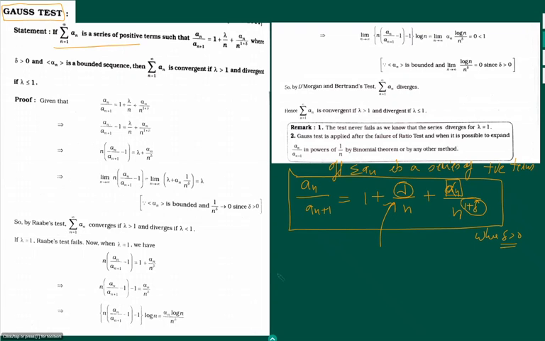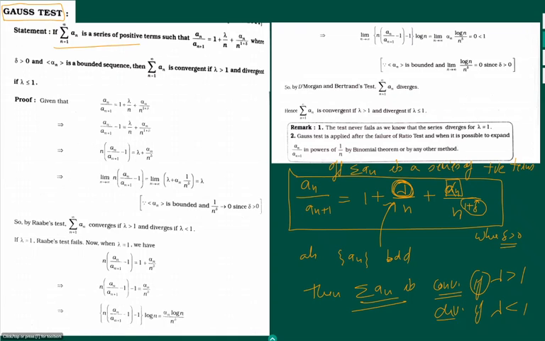Also the sequence alpha n should be bounded. Then the series an is convergent if this lambda is greater than 1 and divergent if this lambda is less than 1. So the coefficient of 1 over n decides the convergence or divergence of the series. The series is convergent for lambda greater than 1 and divergent for lambda less than 1.